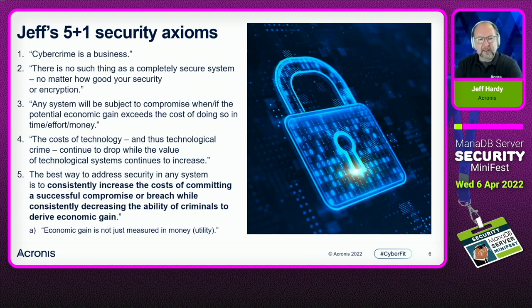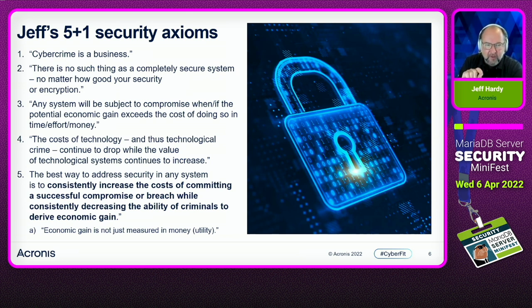Two more important points. Thus, the conclusion is the best way to address security in any system is to consistently, persistently increase the costs of committing a successful compromise or a breach, while consistently decreasing the ability of criminals to derive economic gain. That's the core fundamental way of how I think about this.